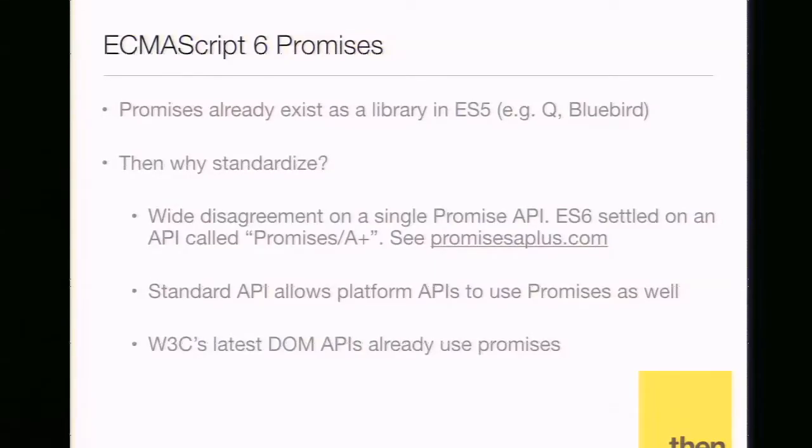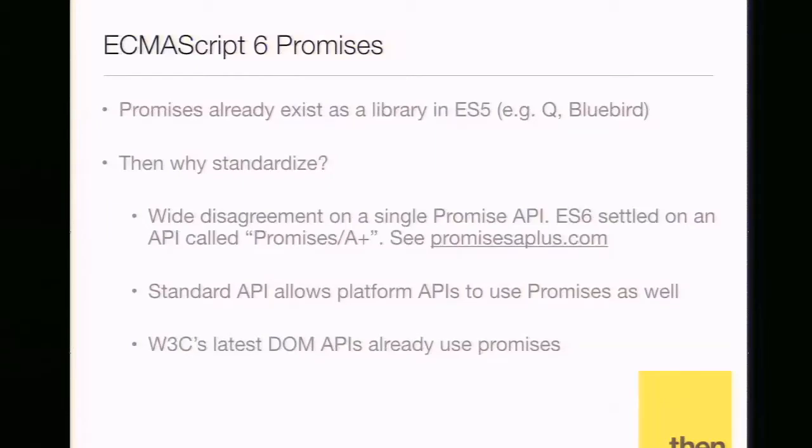Okay. So promises actually already exist as a library in ECMAScript 5, Q and Bluebird being two very well-known ones. So one question you might ask is, if they can be implemented as a library, why would you want to standardize them in the language? One of the interesting things about promises is that there was wide agreement in the community that we needed something like this, but there was wide disagreement on the very specific details on, for instance, how this then method should behave.